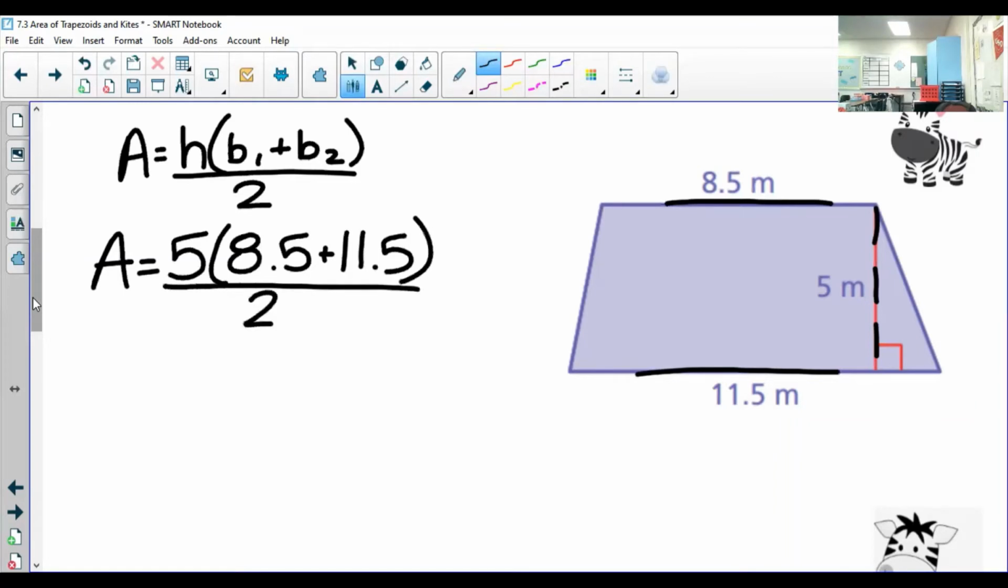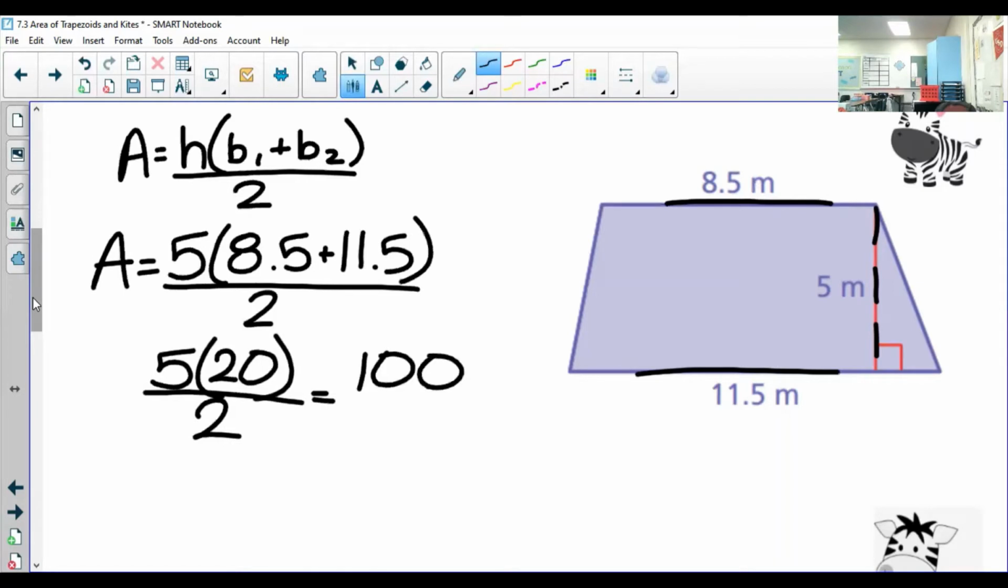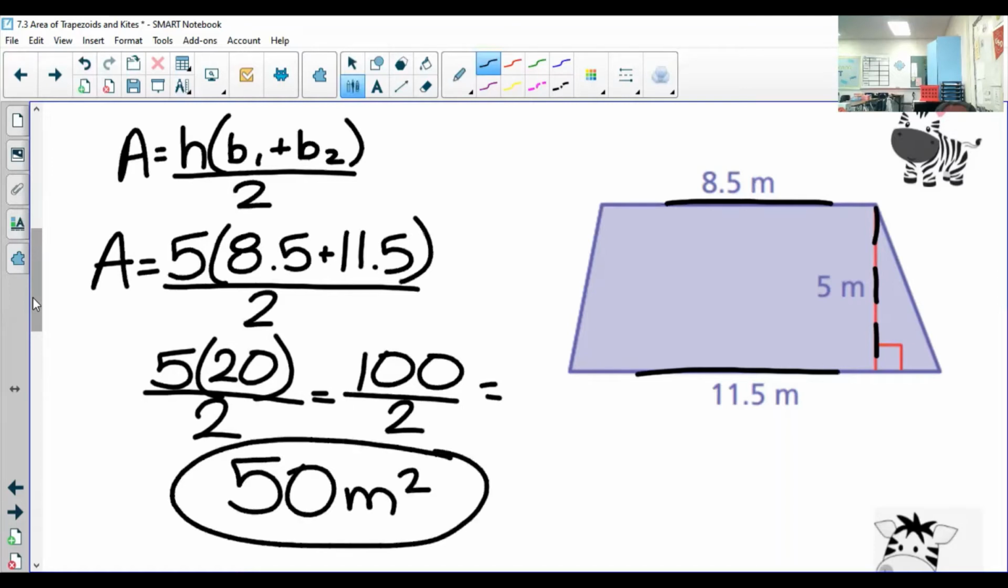We're going to follow order of operations. 8.5 plus 11.5 is 20. So I'm going to have 5 times 20 divided by 2. And 5 times 20, we know that's 100, right? And 100 divided by 2 is 50 meters squared. That's the area.